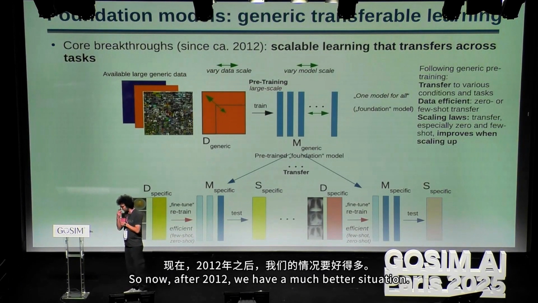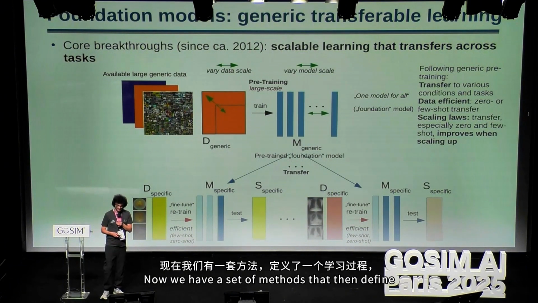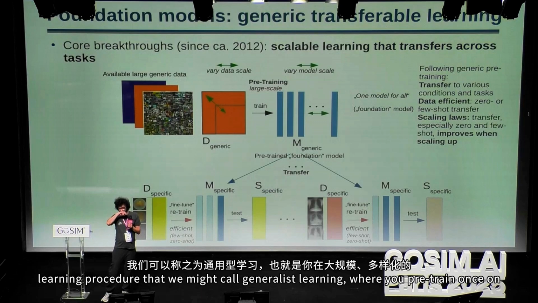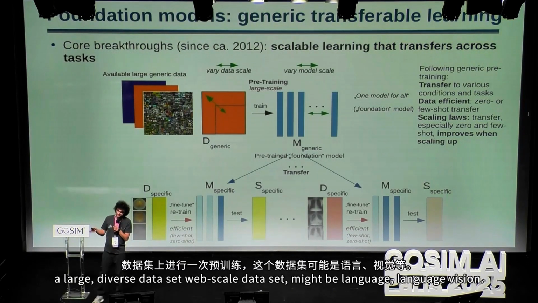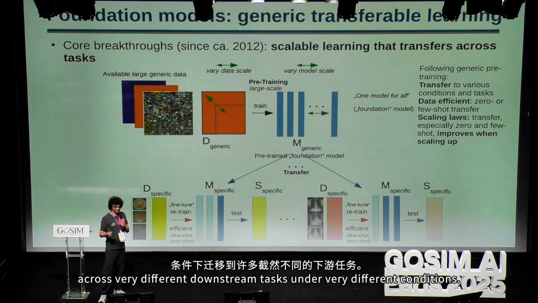After 2012, we have a much better situation. Now we have a set of methods that define a learning procedure that we might call generalist learning, where you pre-train once on a large, diverse data set, web scale. A data set might be language, vision. And then you can take this model and transfer it across very different downstream tasks under very different conditions.